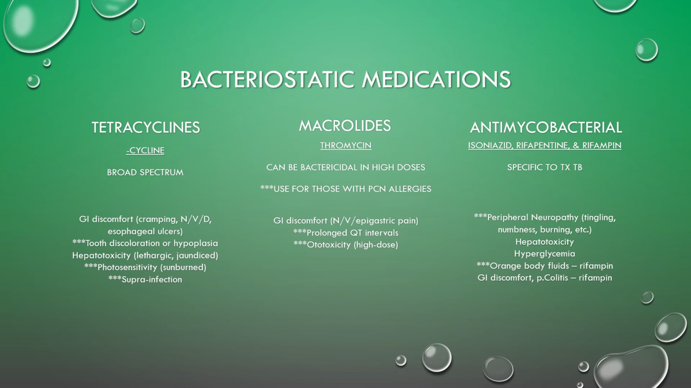So rifampin can cause orange body fluids, such as tears, pee, sweat. All of those turn orange. This is a normal side effect, but you definitely need to educate someone so they don't freak out about this. And they can also have GI discomfort and colitis, so diarrhea.